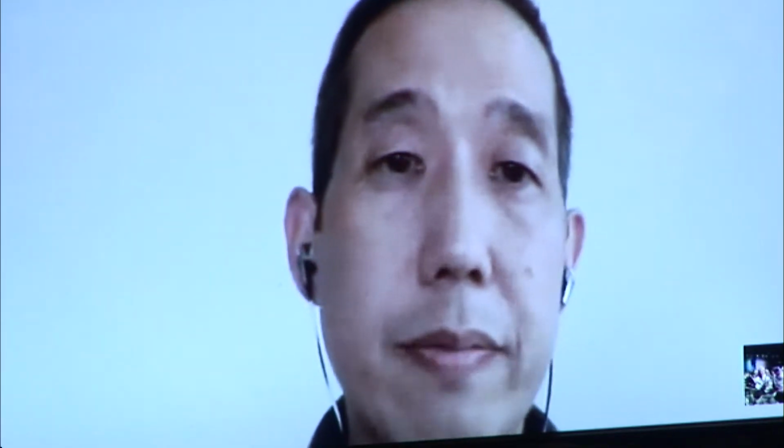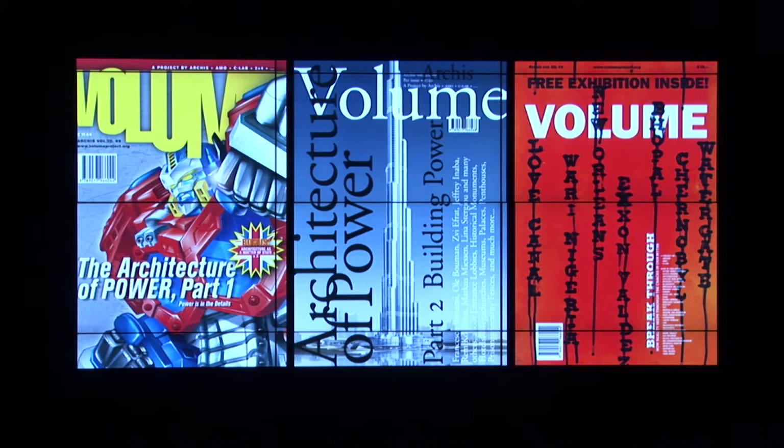Next image, please. This should be an image of 3 covers of Volume magazine. The first, to the left, is a cover of the first Architecture of Power issue that we did.